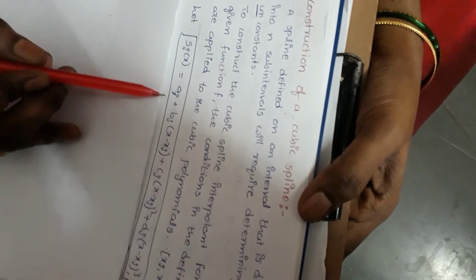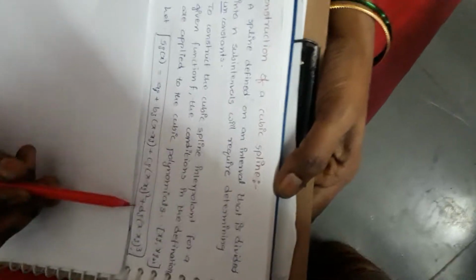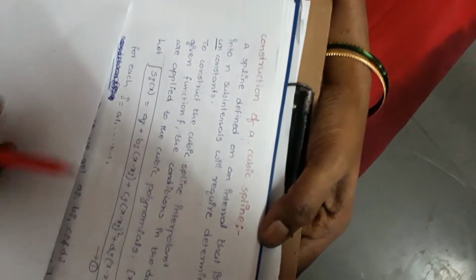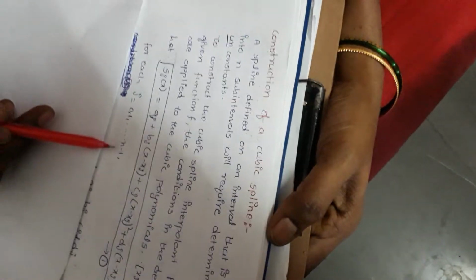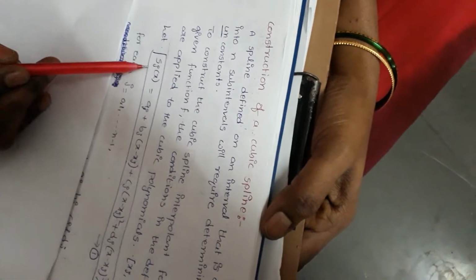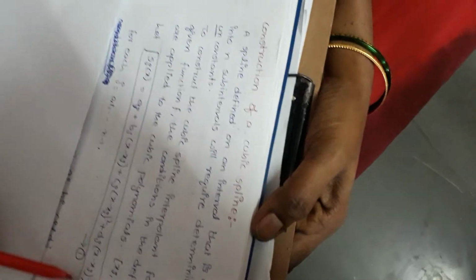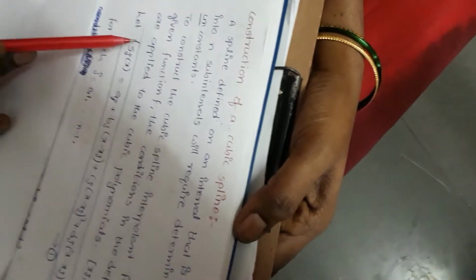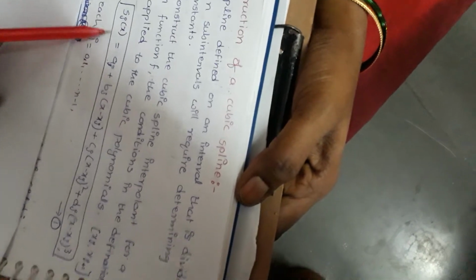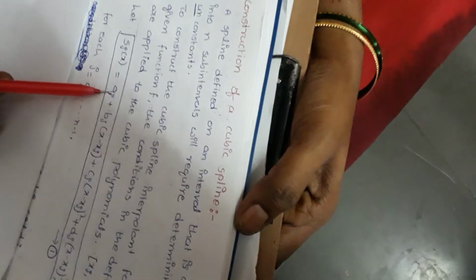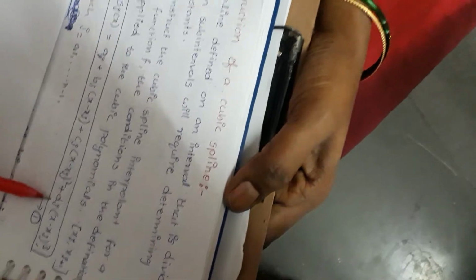Sj of x is equal to aj plus bj into (x minus xj) plus cj into (x minus xj) whole square plus dj into (x minus xj) whole cube, where j is equal to 0, 1 and so on n minus 1. So it is a third order polynomial. That's why we can stop at third degree. This is our assumed cubic spline. Here if you find aj, bj, cj and dj, we can get the cubic spline polynomial.